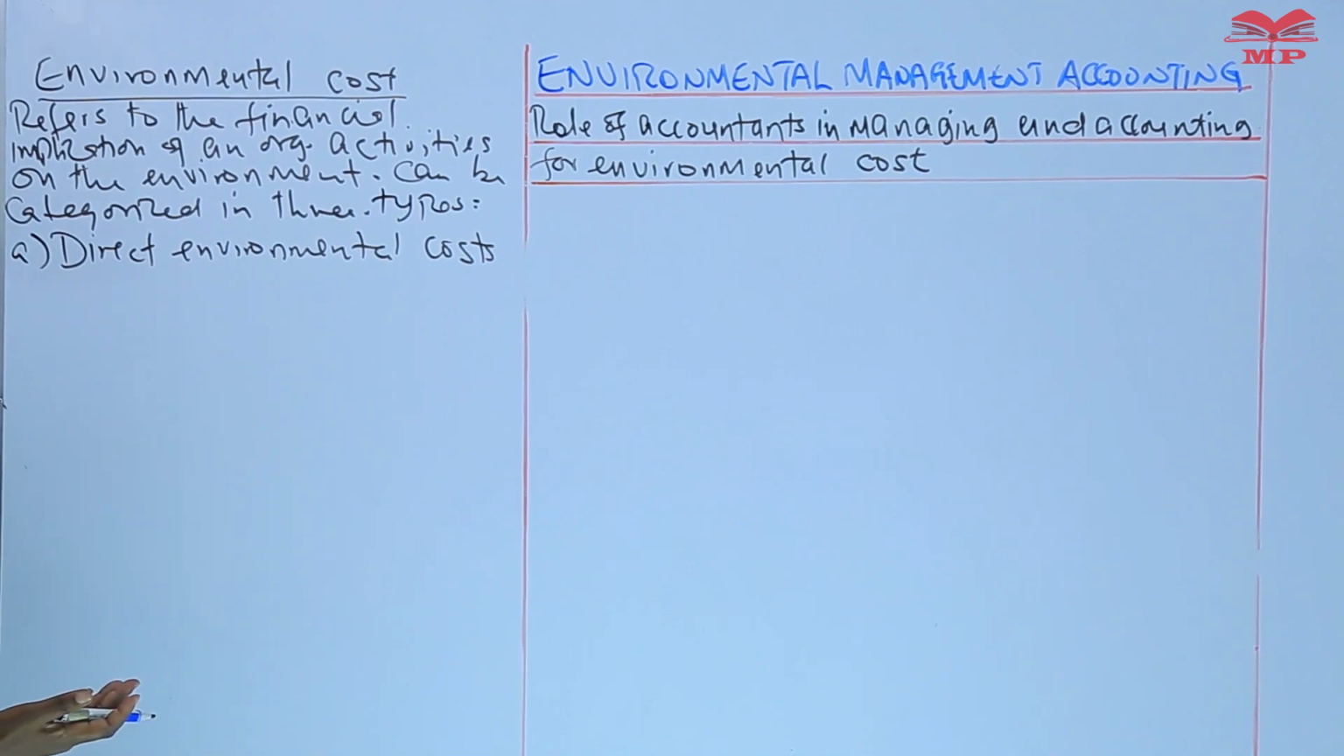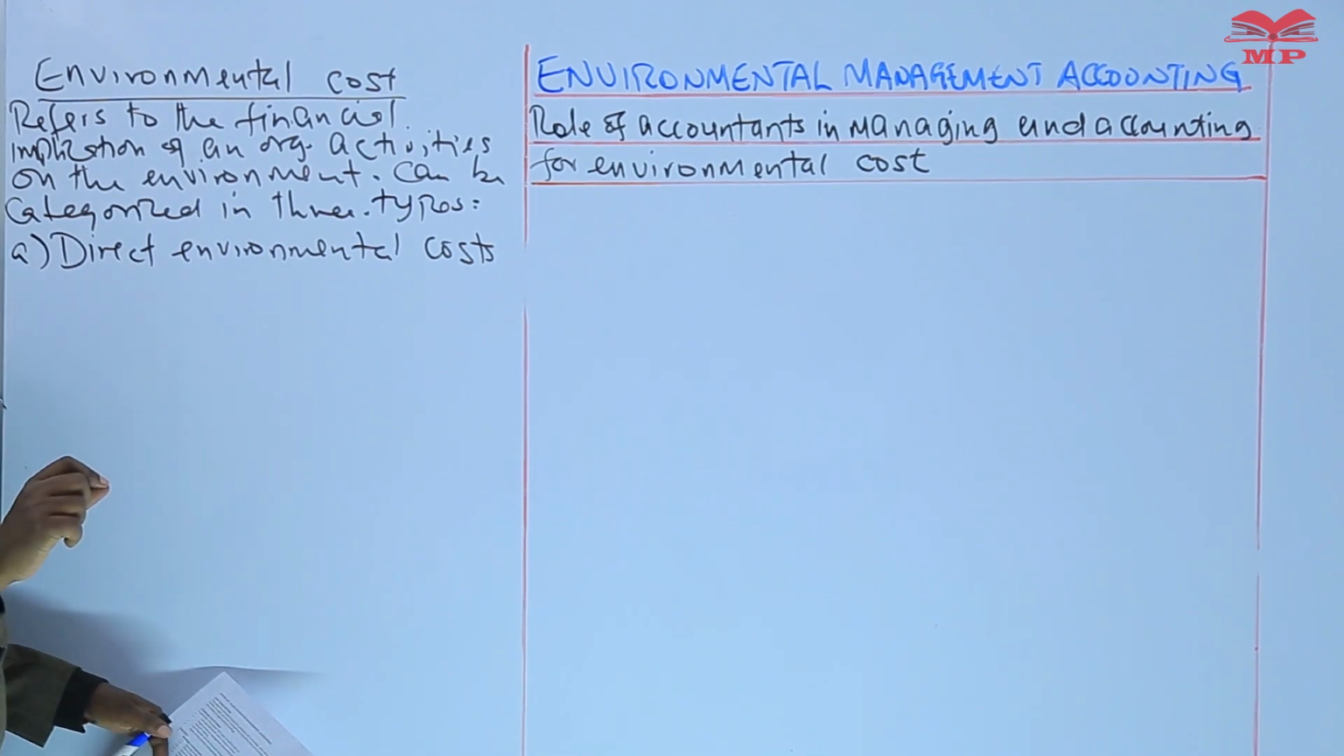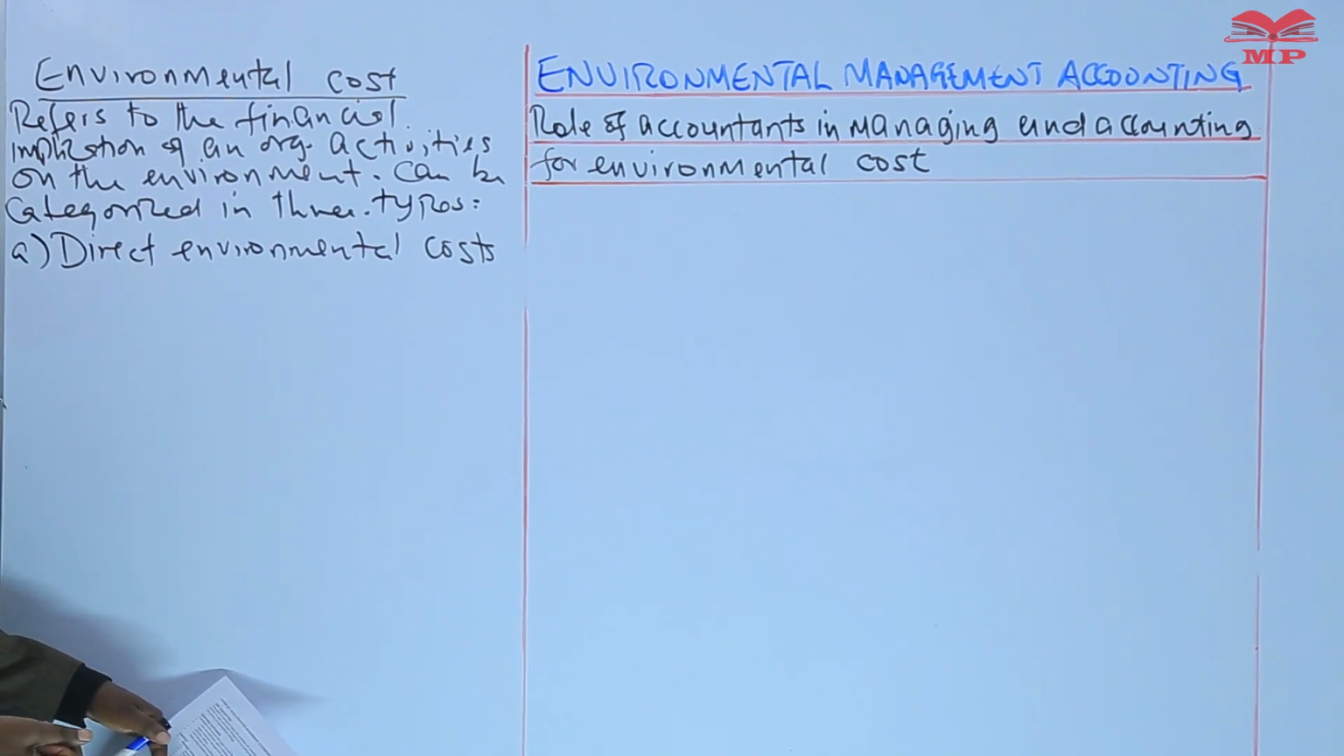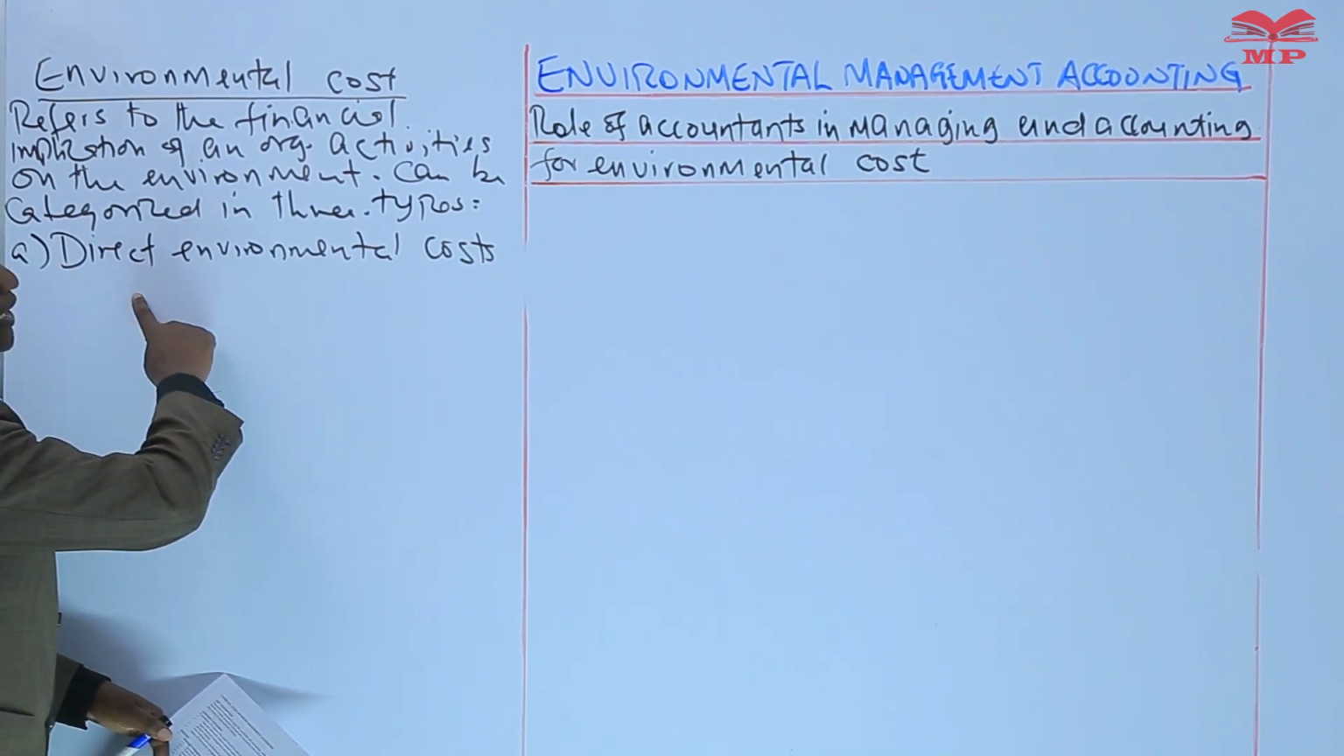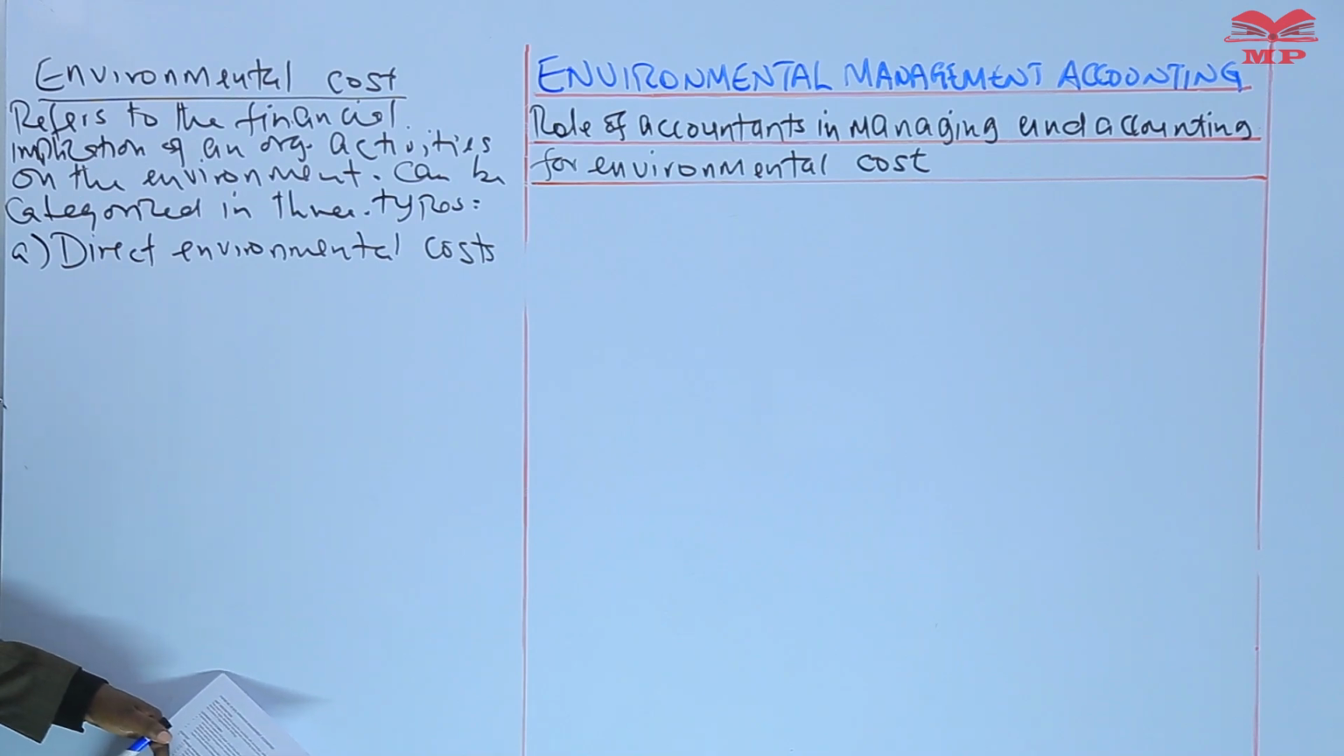Now, direct environmental costs are the costs directly associated with preventing, minimizing, or remediating environmental damage caused by an organization's operations. Do you understand? Direct environmental costs, I repeat, are those costs that are directly associated with one, preventing, two, minimizing, and three, remediating the environmental damage that is caused by an organization's operations.